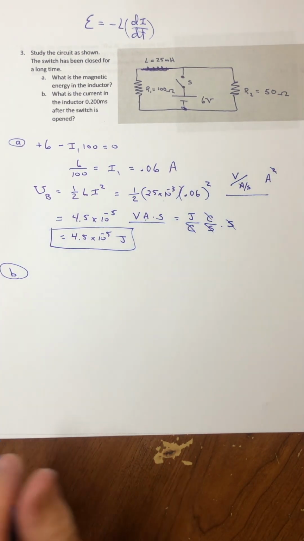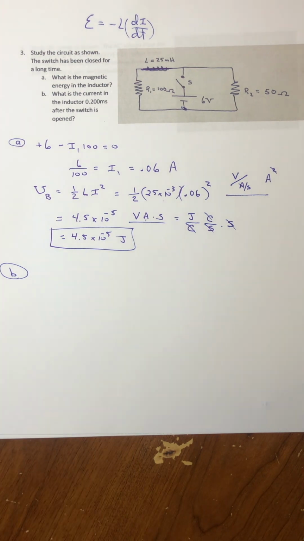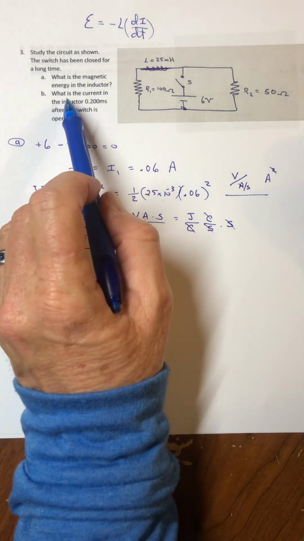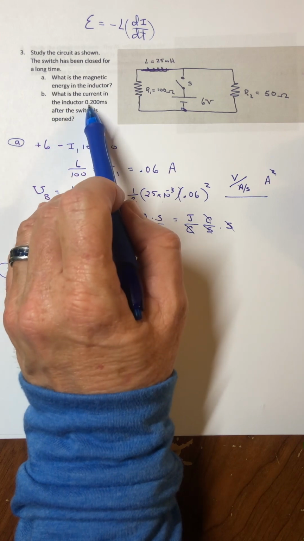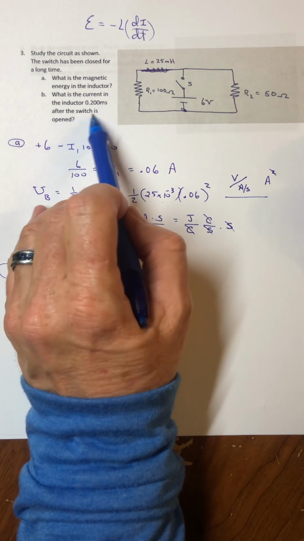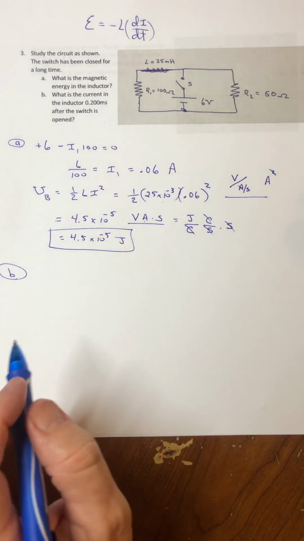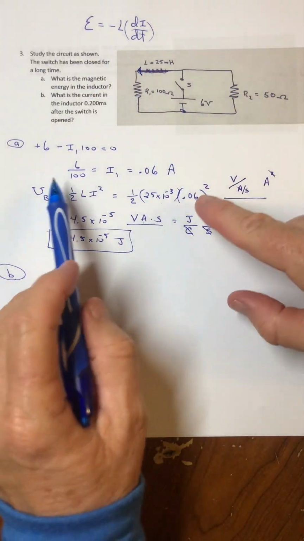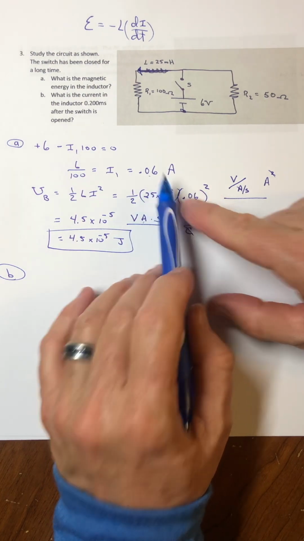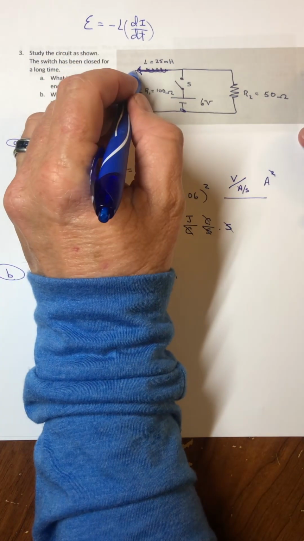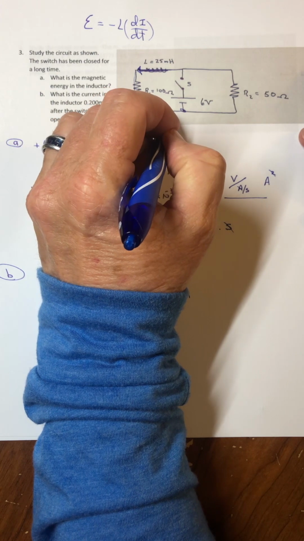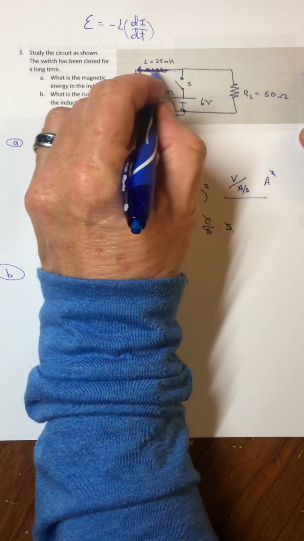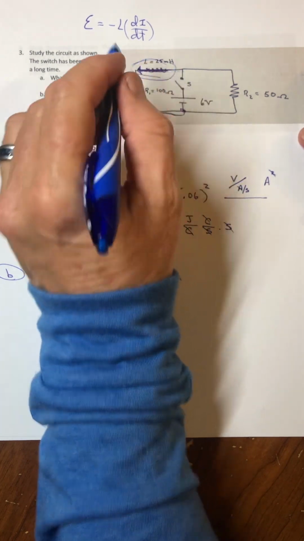Although the second part's pretty easy if we use our notes here of what we were offered in class. It says here, what is the current in the inductor 0.2 milliseconds after the switch is opened? So now that the current has been established, and we know that it's 0.06 amps, the current wants to continue.